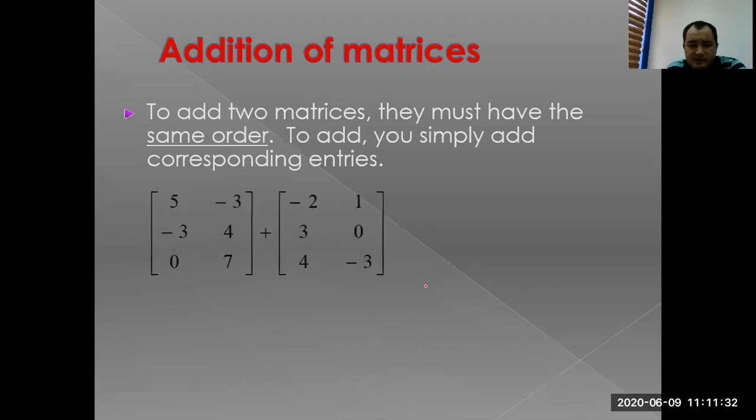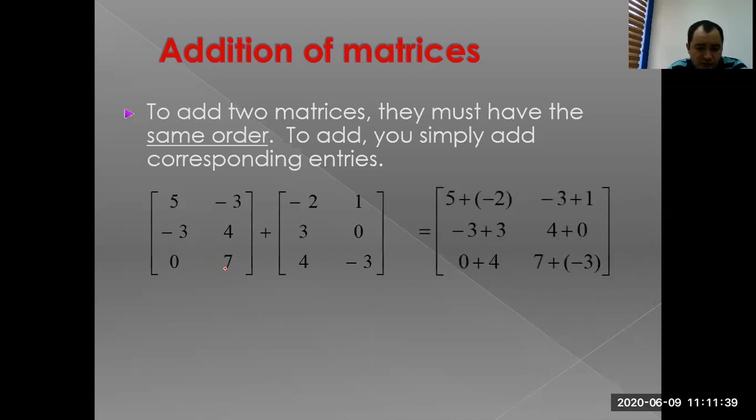For example, let's say we are given 2 matrices. Do they have the same dimensions? Yes. This one is a 3 by 2 matrix, and this one is a 3 by 2 matrix, right? So the dimensions of these 2 matrices are the same. That means it is possible to add these 2 matrices. To add them, we just add their corresponding entries.